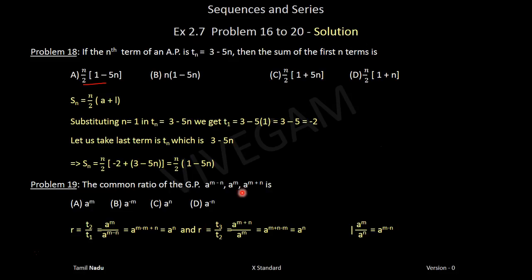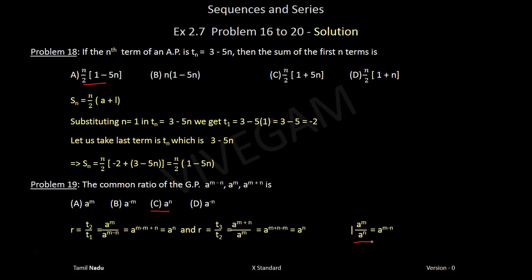Now let's try T3 by T2. Then only you can confirm it, right? So this will be a to the power of m plus n divided by a to the power of m. So this will be a to the power of m plus n minus m. Again, this minus m and plus m will cancel. So you will be left with a to the power of n. Therefore, the common ratio r is a to the power of n, which is option C. Alright. So in this case, all you need to know is that r is T2 by T1 and T3 by T2, and you should know this basic indices formula.